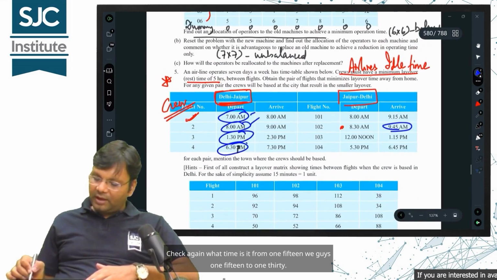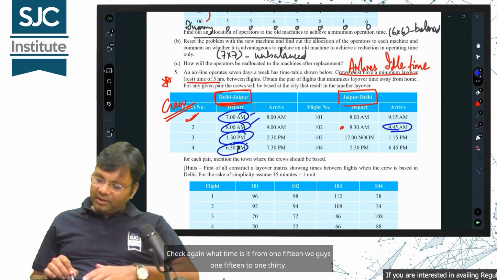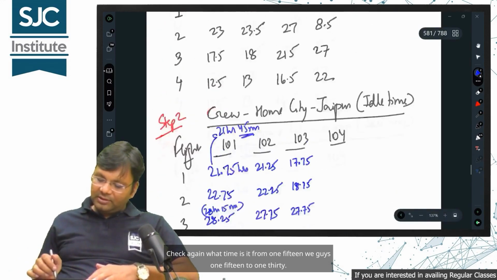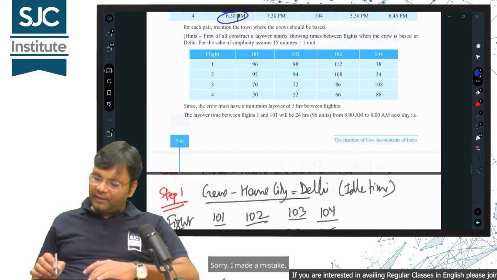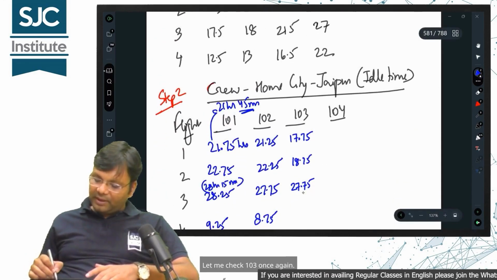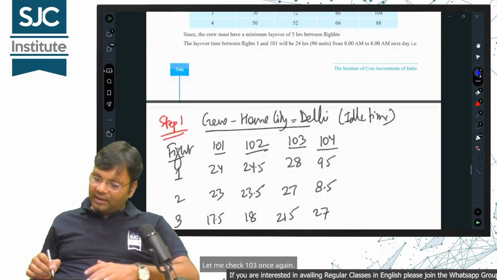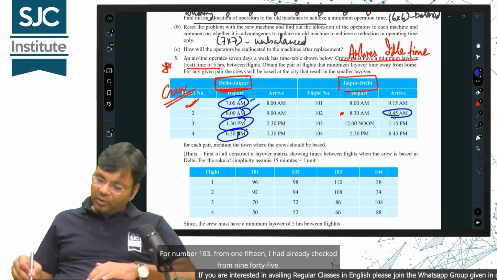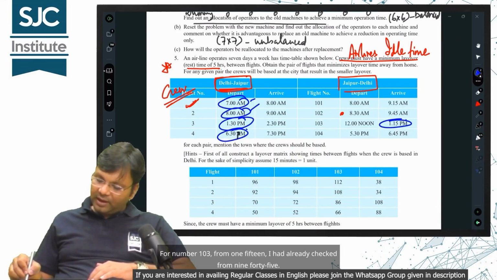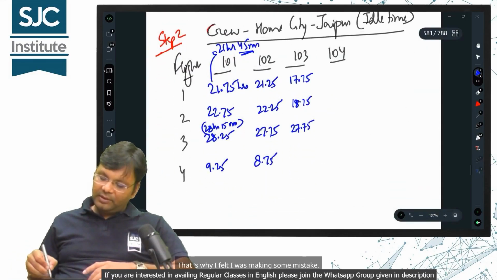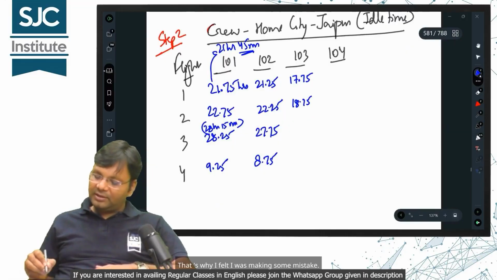Check again, what time is it from 1:15 to 1:30. Sorry, I made a mistake. Let me check 103 once again. For number 103, from 1:15, I had already checked from 9:45. That's why I felt I was making some mistake.